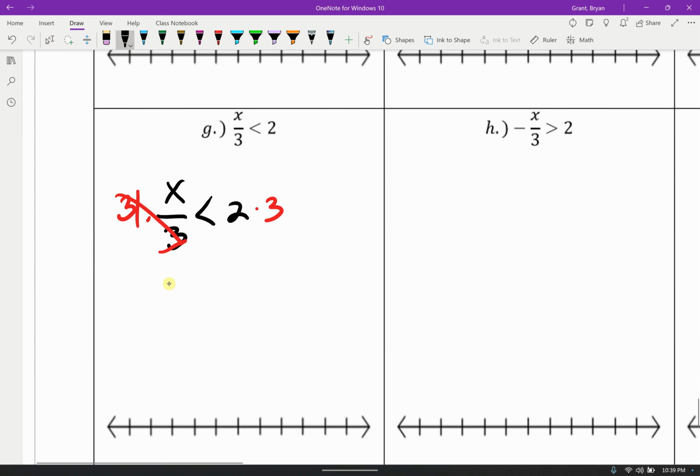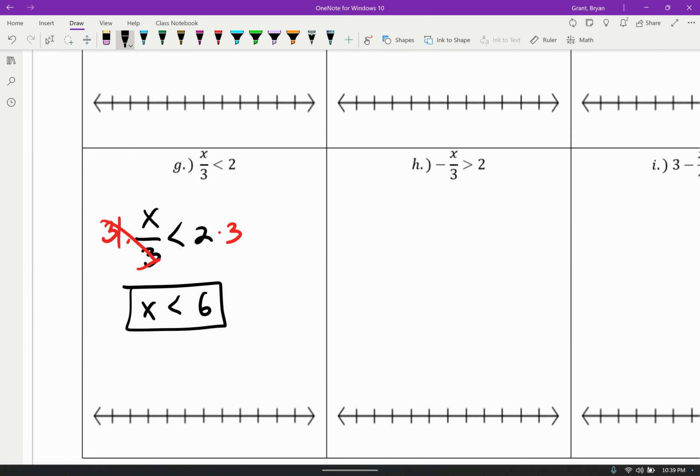Now, wait. So when we do that, 2 times 3 is 6. Since we multiplied, should we change the sign? Nope. Only if you multiply by a negative. So x is less than 6 is perfect. But here seems to be our negative.